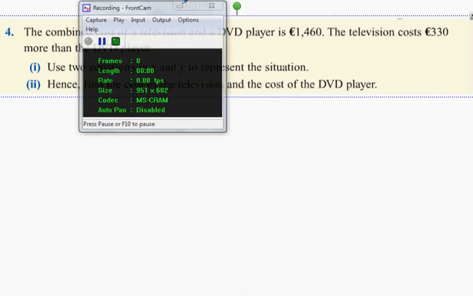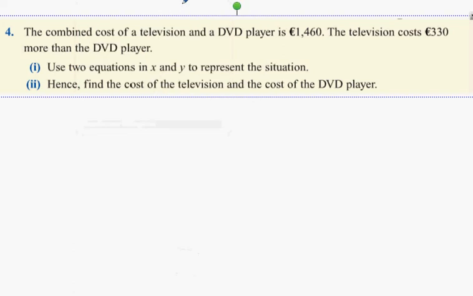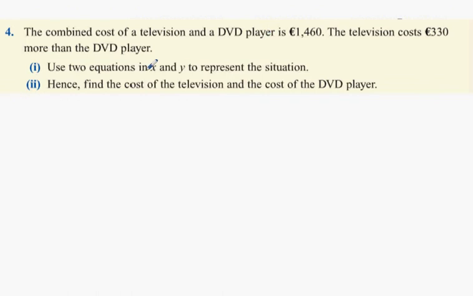So, a combined cost of a television and DVD. Yeah, sorry. The combined cost of a television and DVD player is €1,460. The television costs €330 more than the DVD player. See where your problem kicked in. Use two equations in X and Y to represent the situation.